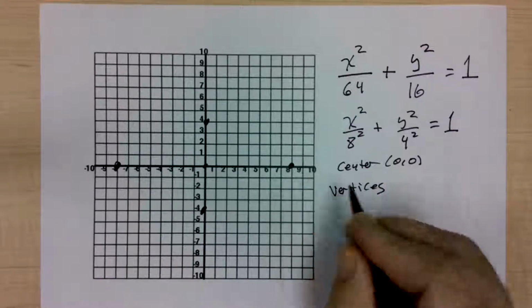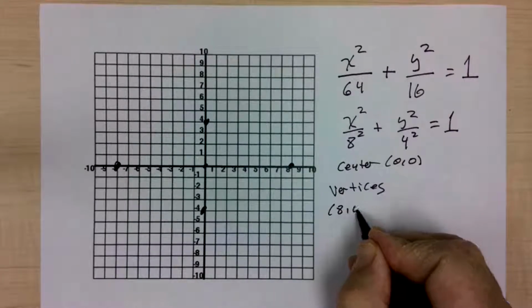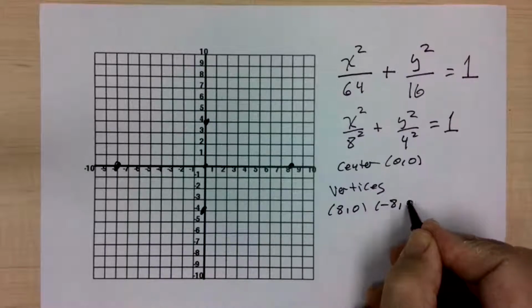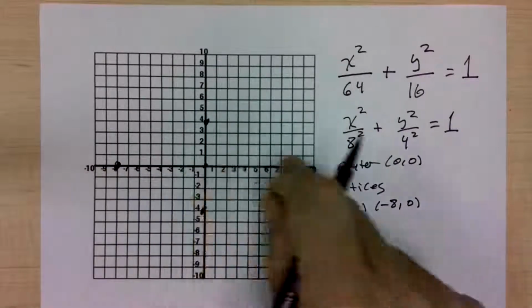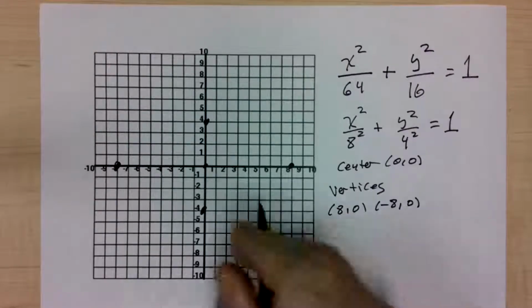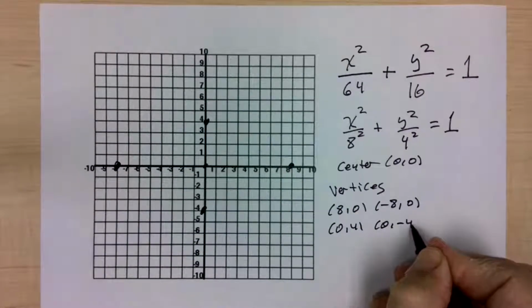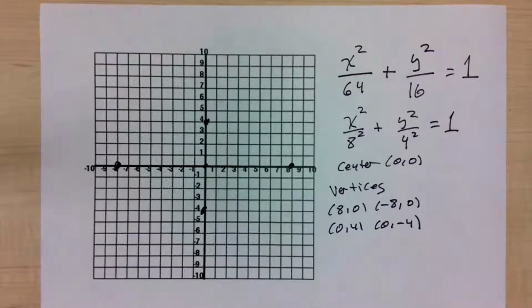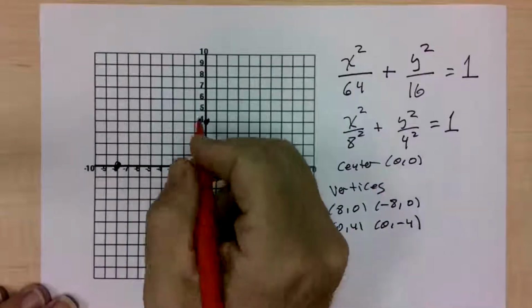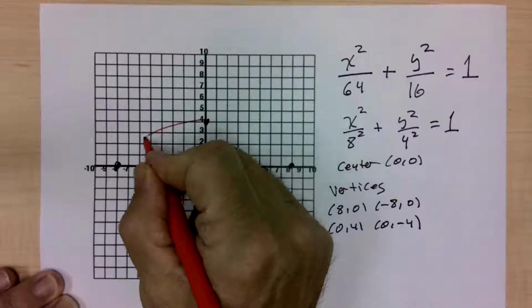The vertices on this ellipse would be 8, 0, -8, 0. They make up the major axis, that's the longer part, as well as 0, 4, 0, -4. So once we have those points, we can go ahead and draw in the ellipse. So I will do that next. Let's try to draw in that ellipse.